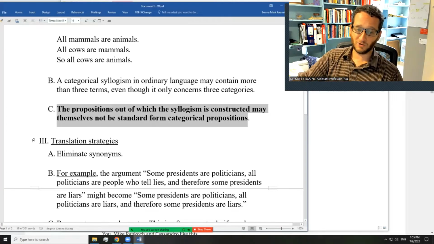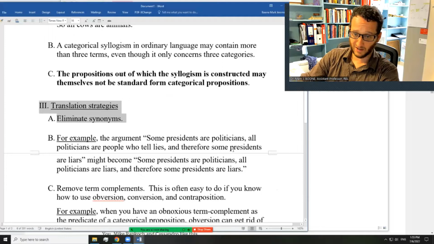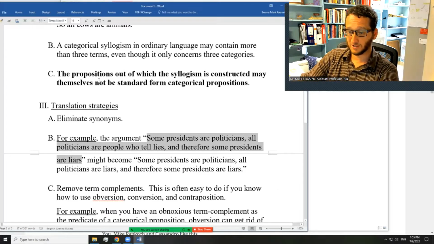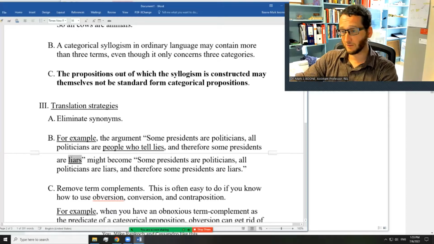Now, what are some available strategies for translating a categorical proposition into standard form? Eliminate synonyms. Let me see if I can give you a good example. What luck, I already have one typed. Some presidents are politicians. All politicians are people who tell lies, and therefore some presidents are liars. You can put that into standard form by eliminating the synonyms. Don't eliminate any syllogisms at this point. Eliminate one synonym. We have people who tell lies, and we have liars. So take one out and replace it with the other.